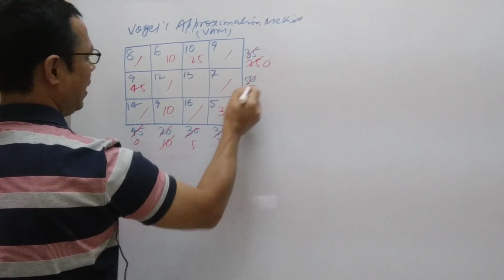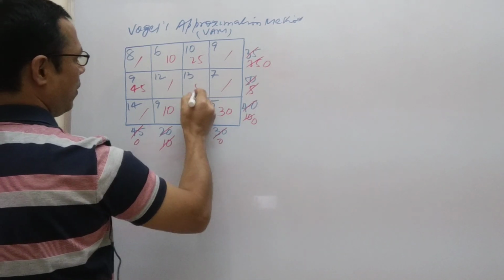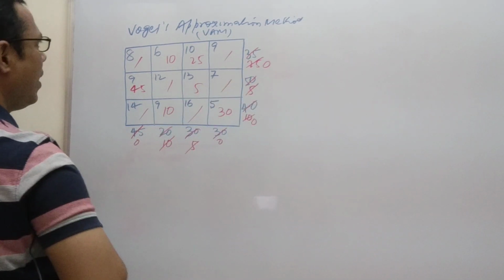This one is a 5. At the end you will see only 5 and 5 are left. So 5 will enter here. All supply and demand have finished.